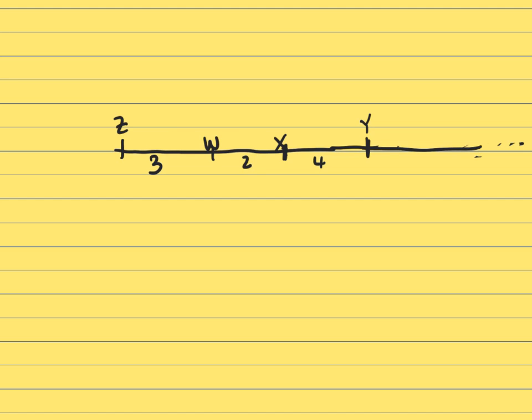So which of the following could be the distance between x and z? Well, where is x? Here's x and z, and that's 3 plus 2, which is 5. And that's one of your answers. And the other ones, they're either too small or they're too large.